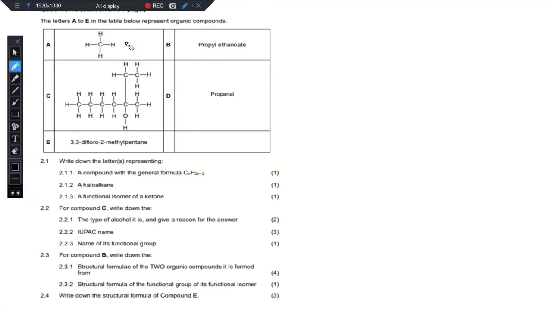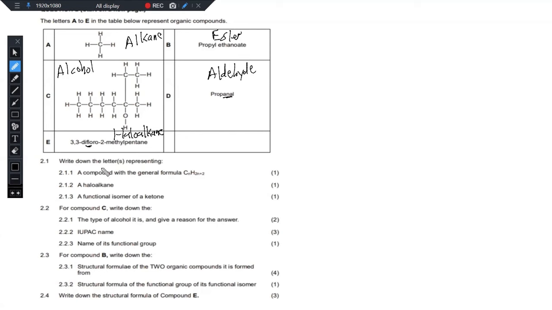So looking at this, we can tell that this is just methane. It belongs in the alkane homologous series. This is propyl ethanoate, so we know that's an ester. And then here we have OH, indicating that this will be an alcohol. And then propanal, this indicates that it's an aldehyde, looking at the suffix here. And then E is 3,3-difluoro-2-methylpentane. Because of the halogen here, fluorine, we know that this is a haloalkane. So it becomes very easy to answer these questions after you have done that.